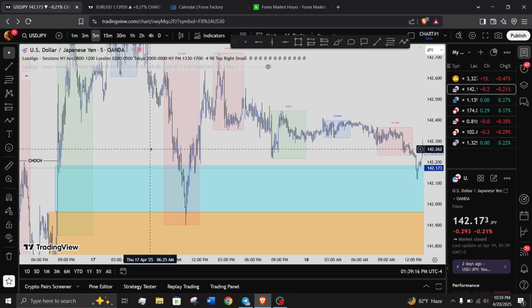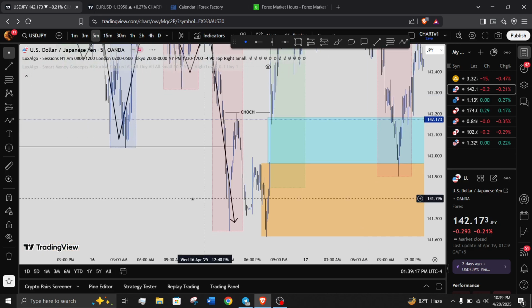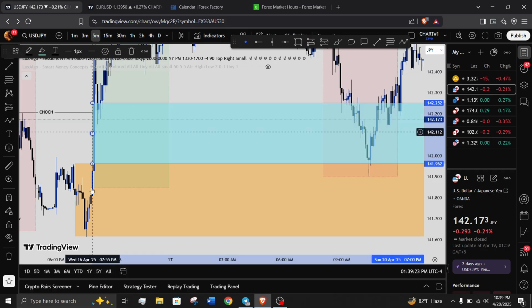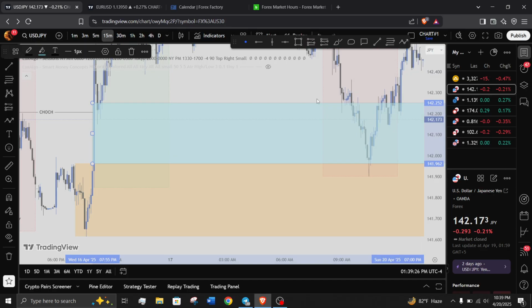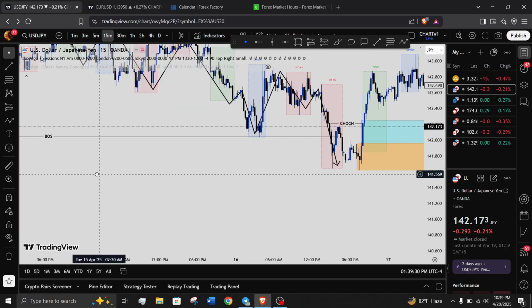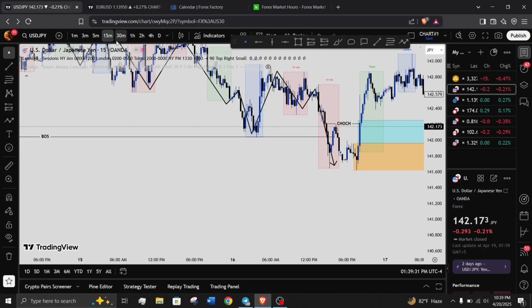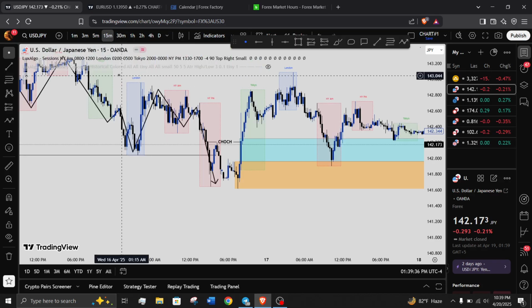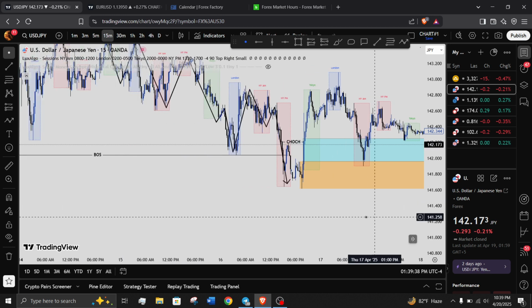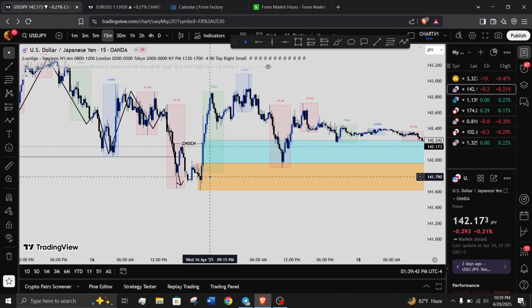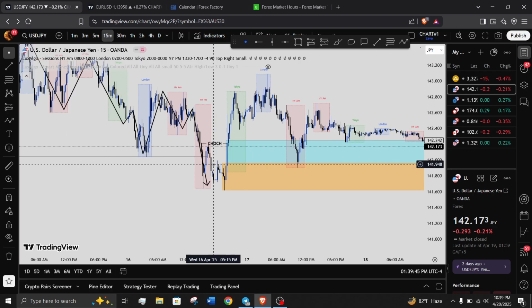But I would suggest you to stick to 1 hour and 30-minute. Right here, this becomes your... I would suggest you not to go to 5-minute, it will get a lot trickier. So stick to 1 hour, 30-minute, 15-minute, don't go lower than that while marking your zones. When we need to enter, we will even go to 1 minute time frame. Okay, so this is our order block zones, fair value gap.